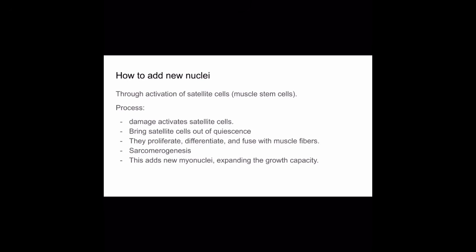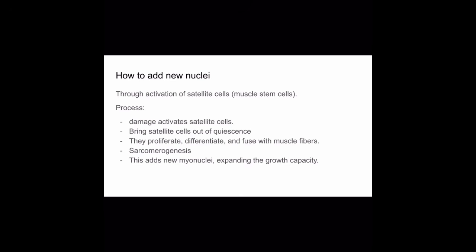So you bring out these satellite cells out of quiescence. They proliferate, which means they multiply. They differentiate, which means they're going to turn into different stuff like some fibroblast and myoblast, okay? The myoblast is what's going to fuse with the muscle fibers, and your muscle fibers are going to go through sarcomerogenesis. That means you're going to grow sarcomeres in series and in parallel.